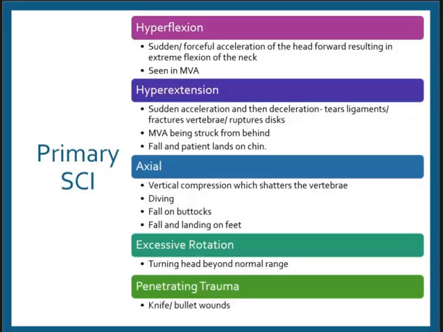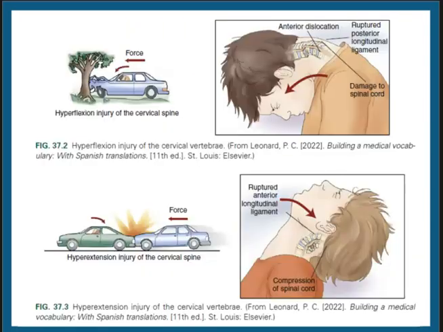Axial, vertical compression, which shatters the vertebrae. It could be from diving, falling on the butt, falling and landing on the feet, so like a crushing injury. Excessive rotation, turning the head beyond normal range, and then penetrating trauma, so a bullet wound or knife.